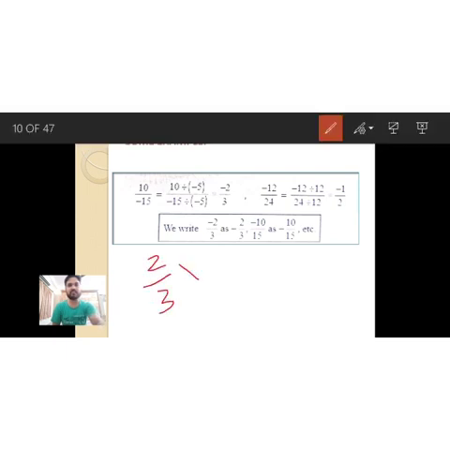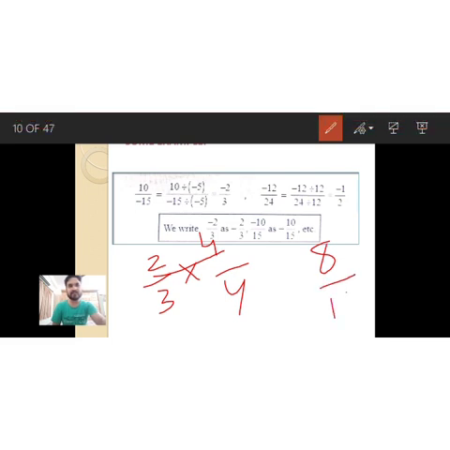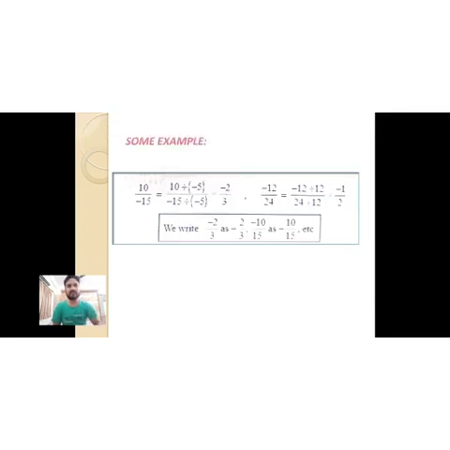We have to find the equivalent ratio by multiplying by any integer. Let me take 4 upon 4. The value should be the same, numerator and denominator should be the same. Now it is simple: 2 fours are 8 and 3 fours are 12. So 2 upon 3 and 8 upon 12 are equivalent ratios. By multiplying or by dividing, we get the equivalent ratio.